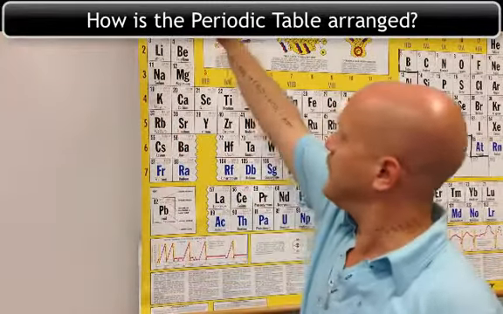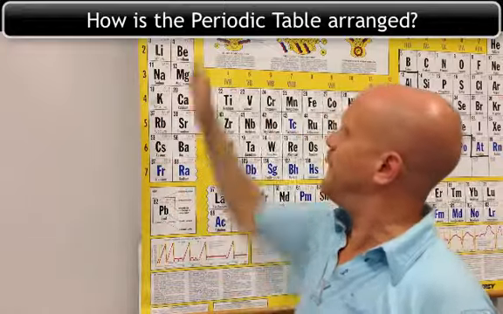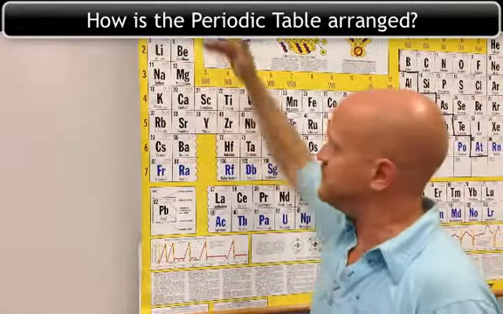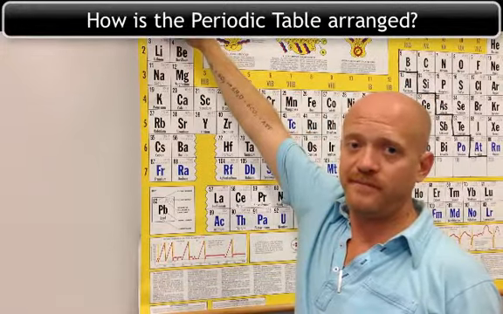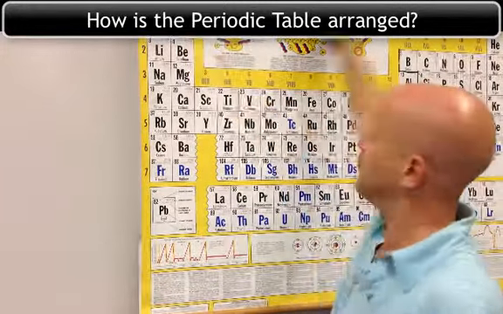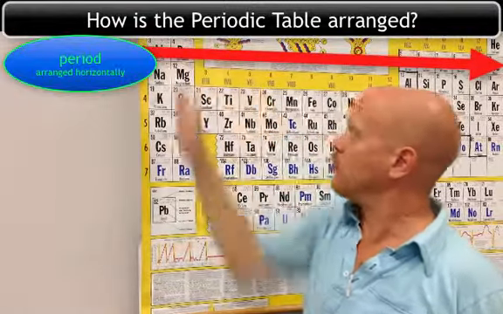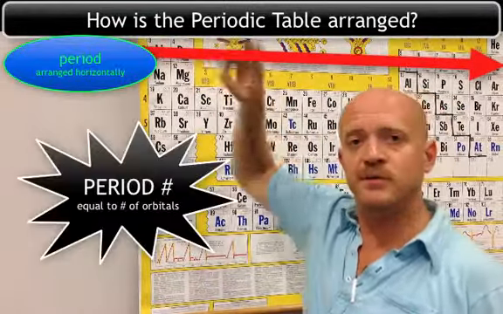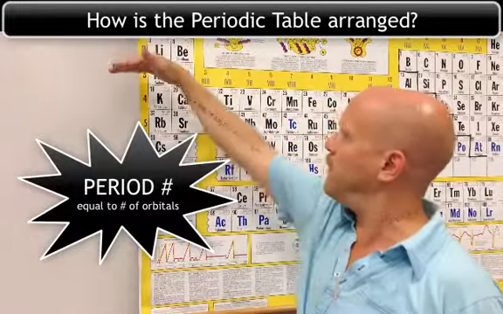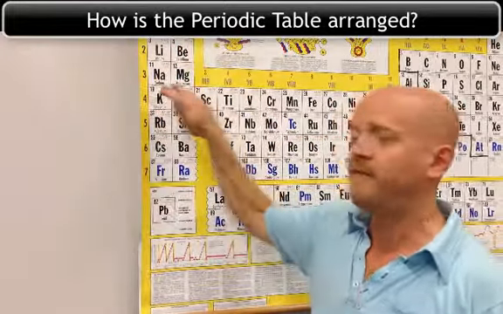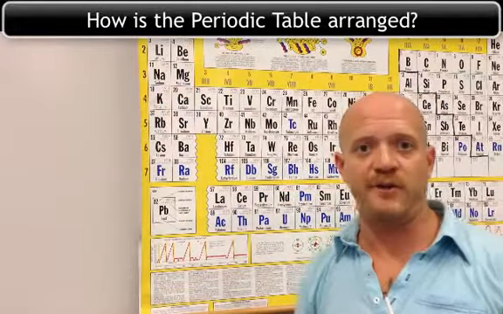According to the periodic trends, as you go up and down a group, the number of orbitals is going to change. Group 1, period 1, periods go across. Group 1, period 1, 1 orbital. Group 1, period 2, 2 orbitals. Group 1, period 3, 3 orbitals. Group 1, period 4, 4, and so on and so forth.